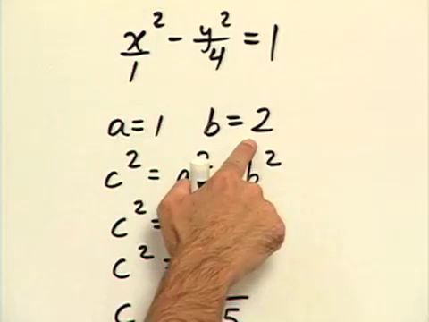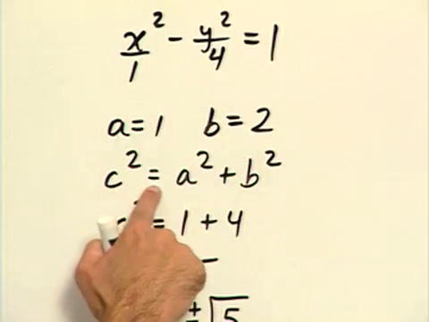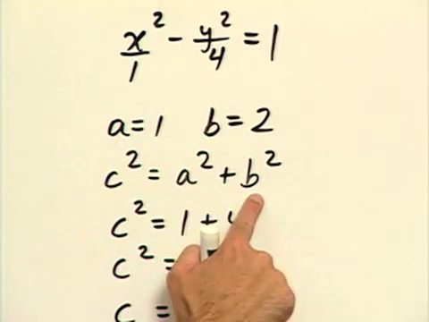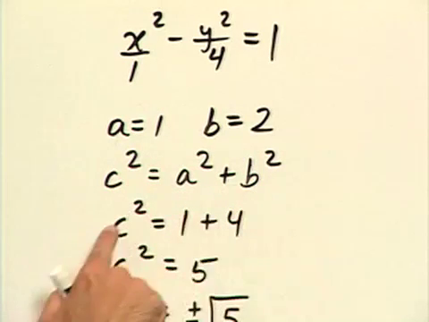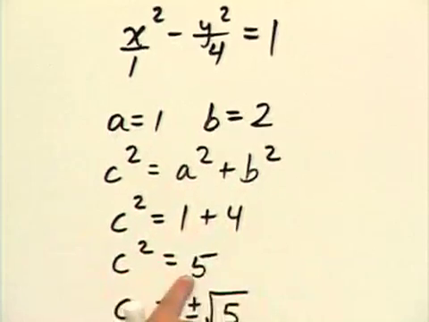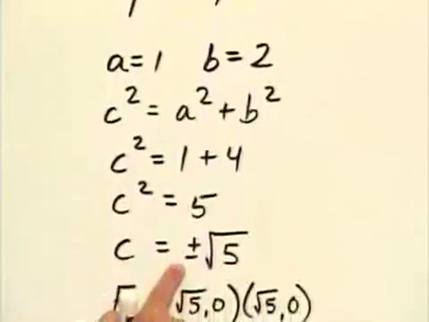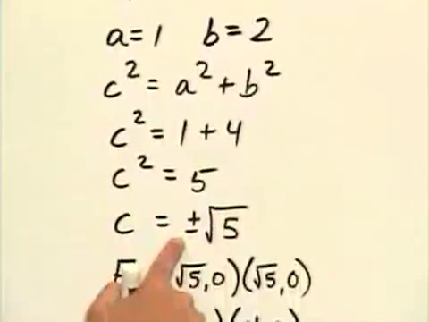Now to find c, which will help us get our foci, we need to solve the equation c squared equals a squared plus b squared. And if we plug in our numbers, we will get c squared is equal to 1 plus 4, or c squared equals 5. Then we will have c is equal to plus or minus the square root of 5 when we use the square root property.